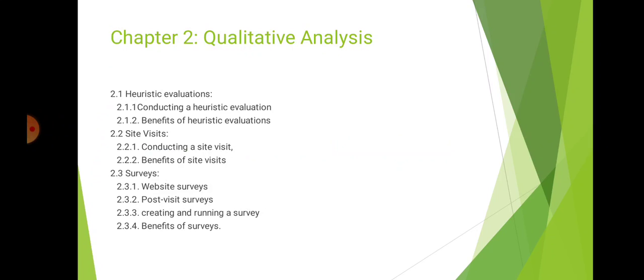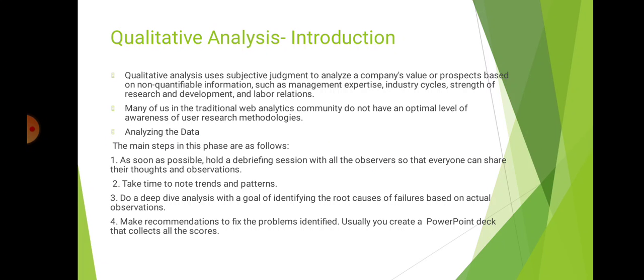This chapter mainly has 3 points: heuristic evaluation, site visits and survey. Heuristic evaluation contains conducting a heuristic evaluation and the benefits of heuristic evaluation. Then site visit contains conducting a site visit and benefits of site visits. Then survey contains website survey, post visit survey, creating and running a survey and benefits of the survey. First we will see what is meant by qualitative analysis.